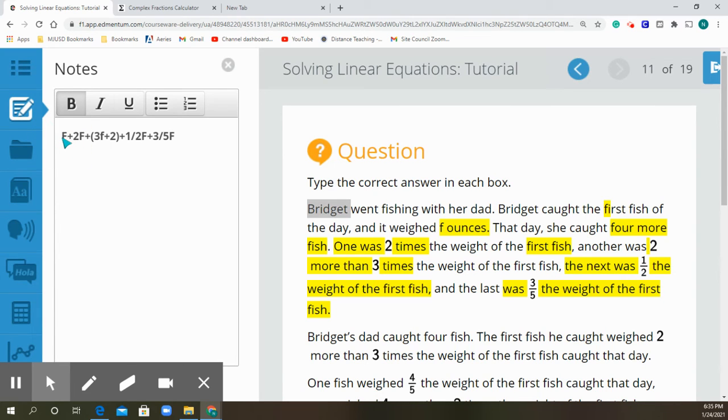So Bridget's ounces of fish. Bridget's ounces of fish. Bam. That's her expression right there.